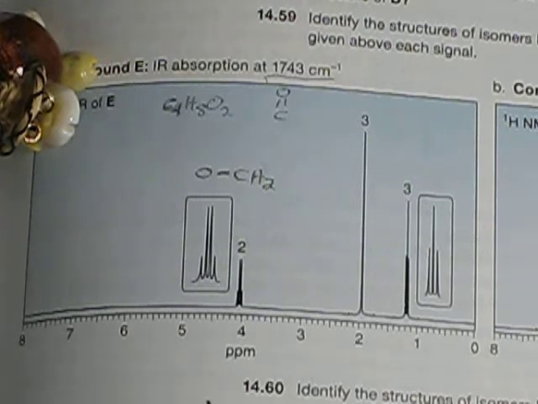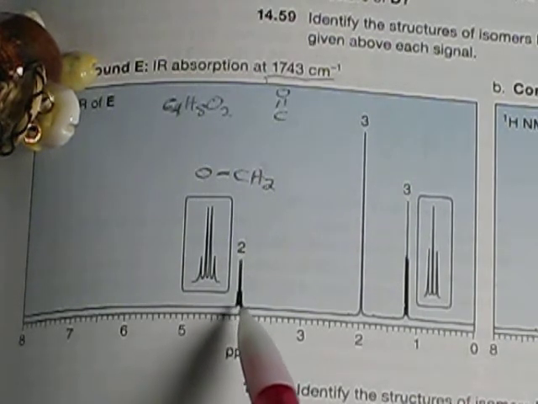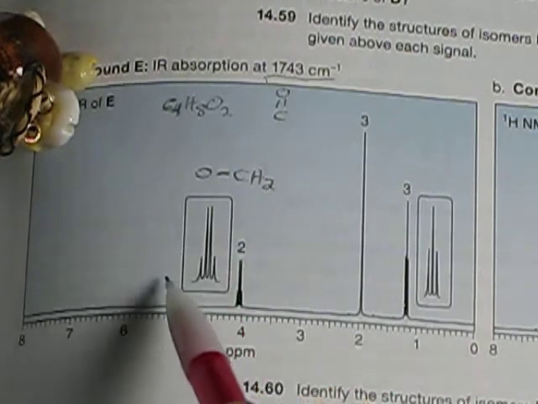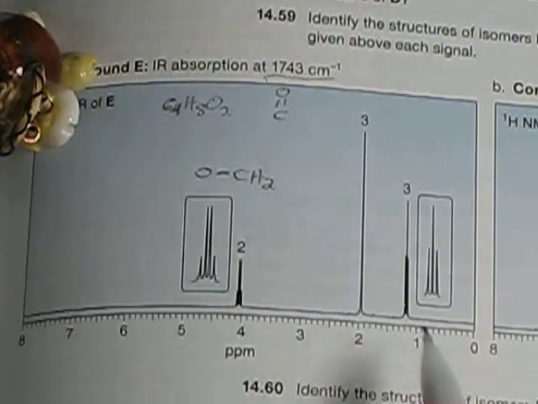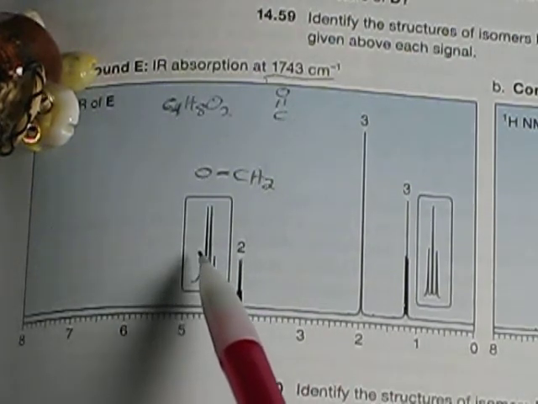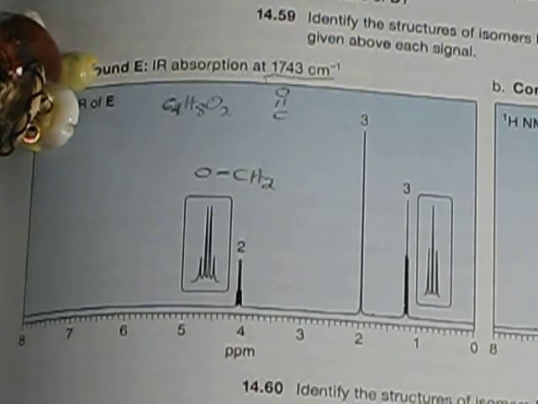Spin-spin splitting. Note it's a little close together here. I can't quite see what's going on. Luckily, they have blown it up for me. They have expanded that. And what do we see here? A 1 to 3 to 3 to 1 quartet. Well, 1, 3, 3, 1, 4 peaks. That means 3 hydrogens next door. What is the most obvious way to get 3 hydrogens next door? A methyl group. A CH3 is the most obvious way.